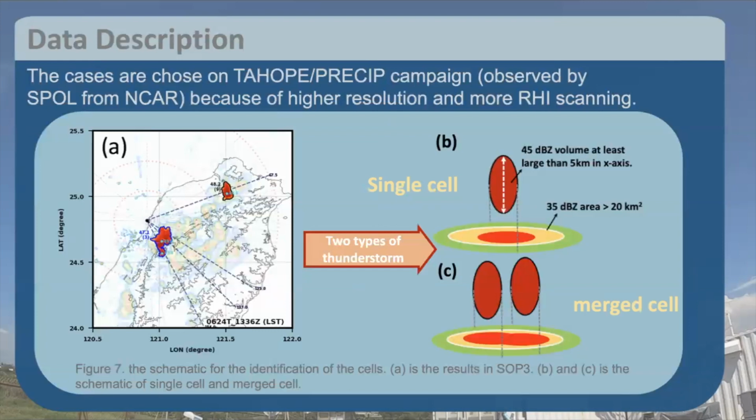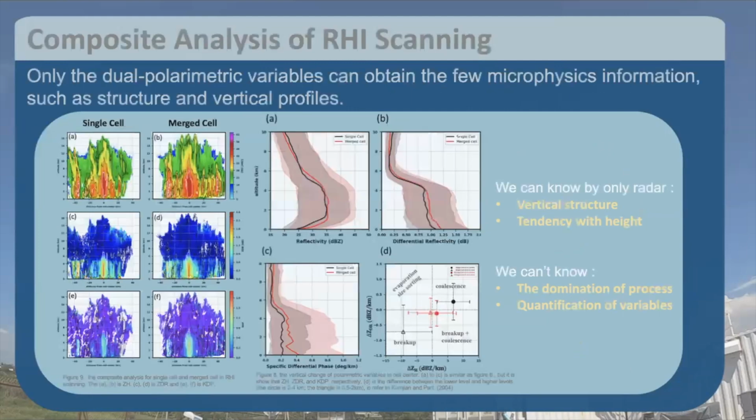The first one is a single cell, which means it has a high ZH column in the high reflectivity area. And another one is a merged cell, which means we catch two or more ZH columns in the high reflectivity areas. If we only analyze by the radar observation, we can know the vertical structure and the tendency with height change by the dual-polarimetric variables.